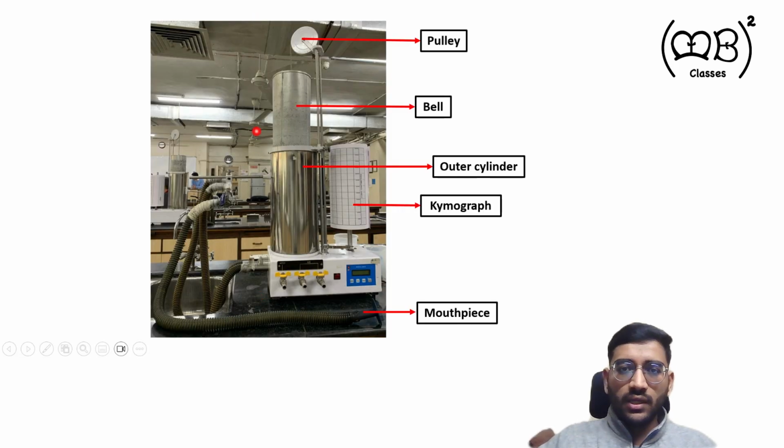So this is a spirometer, just not a schematic diagram. This is the pulley, this is the bell which is present, and this is the outer cylinder. The inner cylinder we can see if we remove the bell from above, and this is the kymograph on which a writing lever would make the graph, and this is the mouthpiece and all the tubings which are there. This is a gas inlet from which we can fill this spirometer with 100% oxygen. This display would be used to change the speed of the kymograph. This is a start on and off.